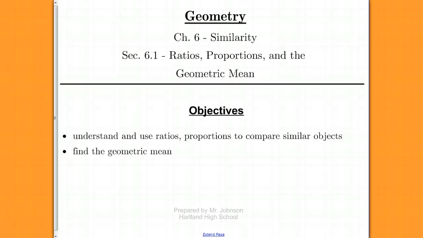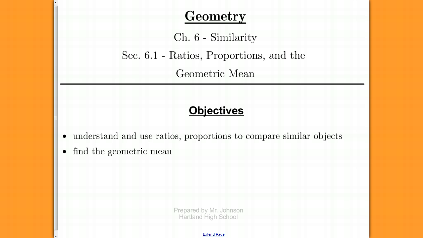Hello, geometry class. These are the notes for chapter 6, section 1. What we've been talking about a lot has been congruency of segments, congruency of angles, congruency of triangles. We talked a lot in chapter 5 about some of the properties of things inside of triangles. So we're still going to be talking about triangles, but it's a little bit different now. We're talking about similarity in this chapter.